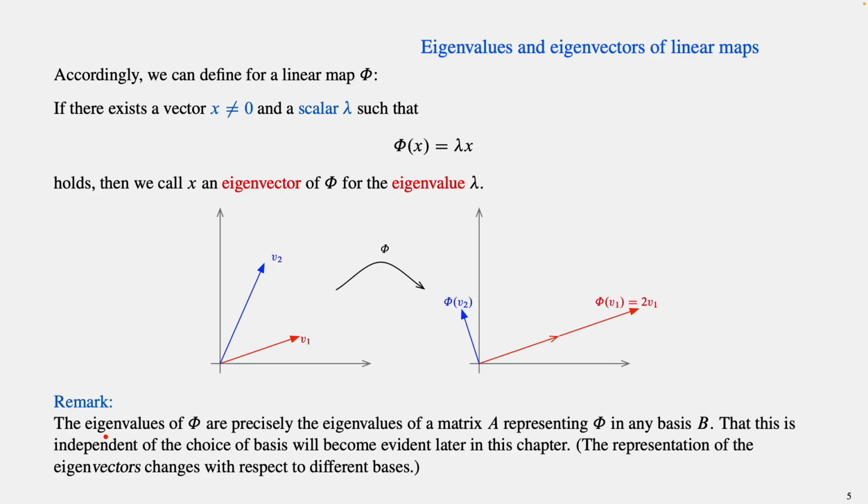And note, which may be not too surprising, the eigenvalues of a linear map phi are precisely the eigenvalues of a matrix A representing this linear map phi in any basis B. That this is independent of the choice of basis will become evident later in this chapter. But unsurprisingly, the coordinate representation of the eigenvectors will change if we change the basis.